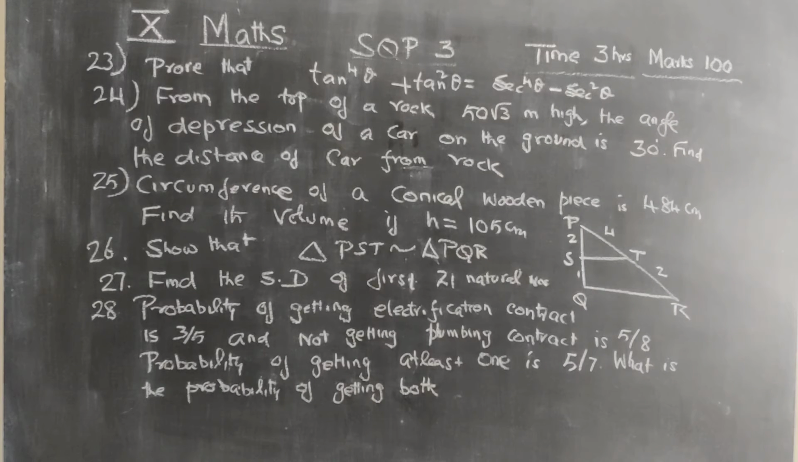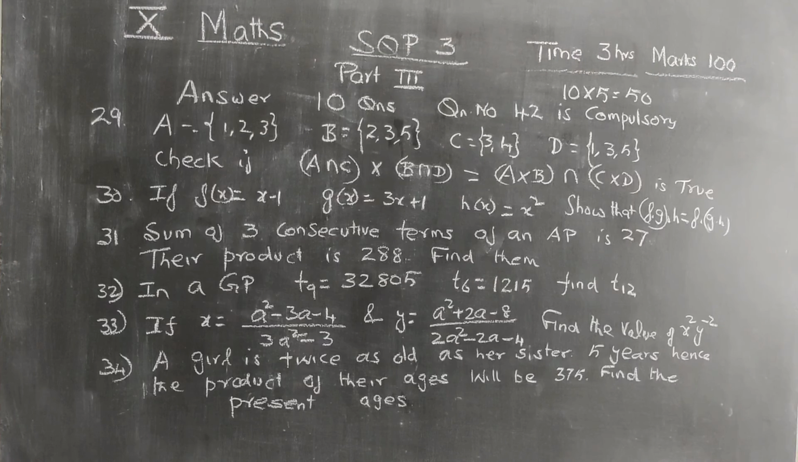And the compulsory question is: probability of getting electrification contract is 3 by 5 and not getting plumbing contract is 5 by 8. Probability of getting at least one is 5 by 7. What is the probability of getting both? So 2 mark questions I completed. Now we go for part 3, 5 mark questions.